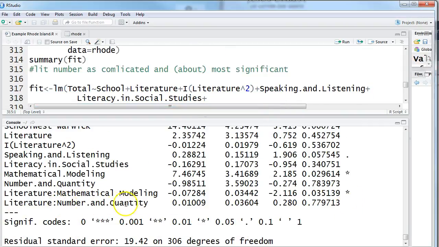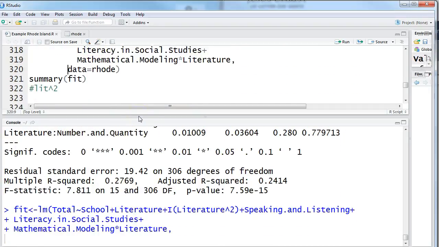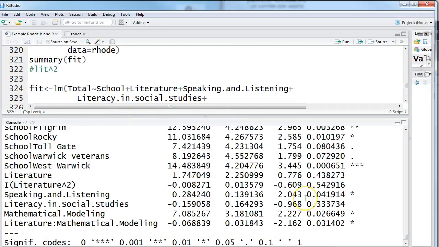And I'll bet it's number times quantity. No, it's literature times number. Lit number. Yeah, okay. Well, we lost stats. This is a sad day. What do we take out next?